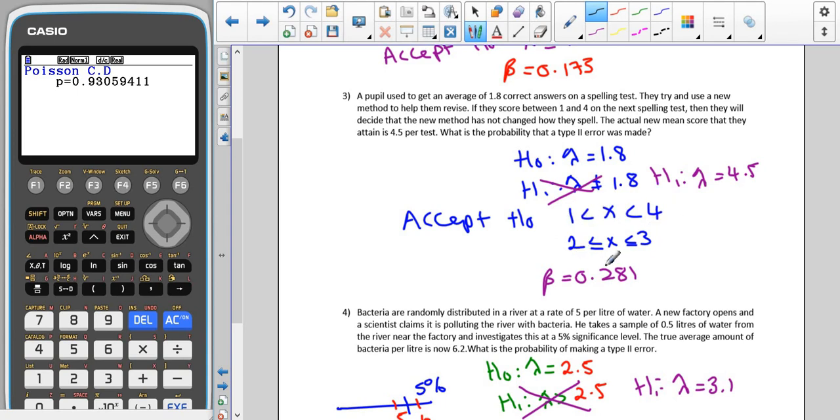So when we're actually putting it into our calculator, if you've got one of the new ones, we'll have 2 as our lower, 3 as our upper, and then we're using the actual mean of 4.5 per test, and that gives us a beta of 0.281.